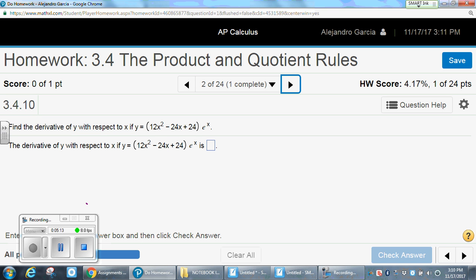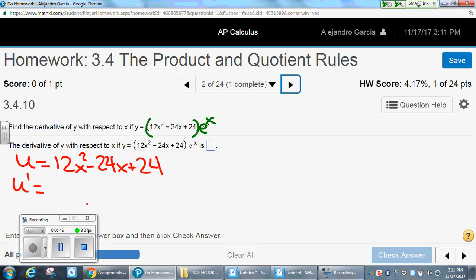Okay, so next one, our first function here, I'm just going to start using u, v. So u is the polynomial 12x squared minus 24x plus 24. So because of that, u prime is going to be, wait, is it multiplied by e to the x? Which one? Okay, so you have two functions multiplying each other. One is the polynomial and the other one is e to the x. Yes. So then from here, v, the other function, will be e to the x. And because of that, v prime will also be e to the x.